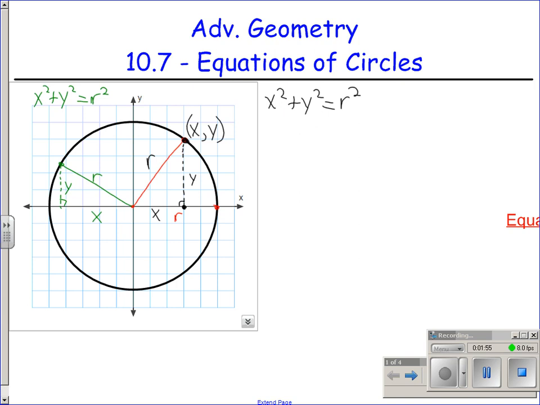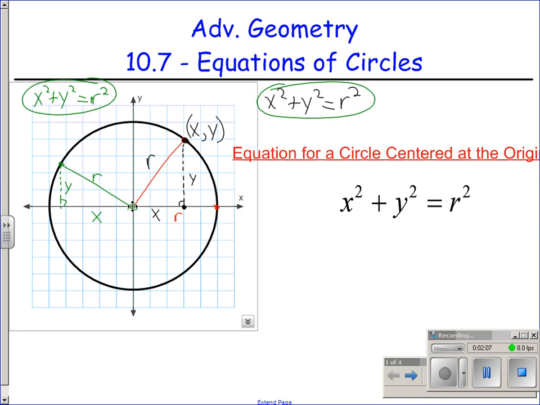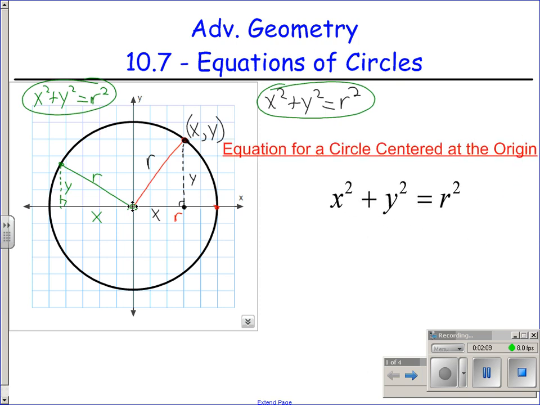And so this really gives us the equation. Notice how these two things right here and right here, they're exactly the same, as long as we're centered at the origin. So that's what this is. The equation for a circle centered at the origin is this equation. All right, x squared plus y squared equals r squared.